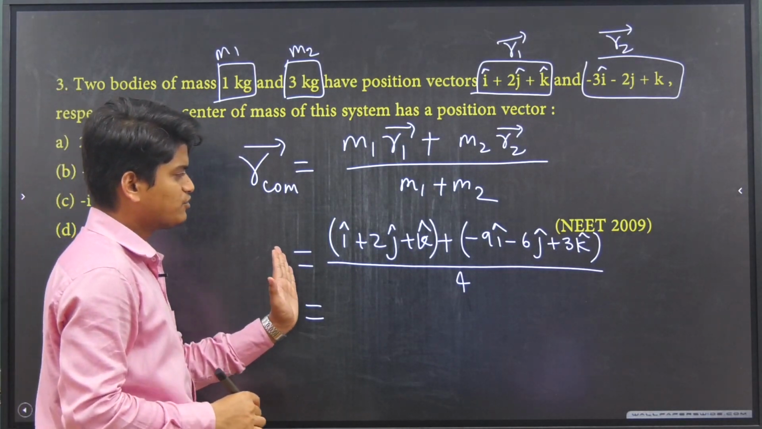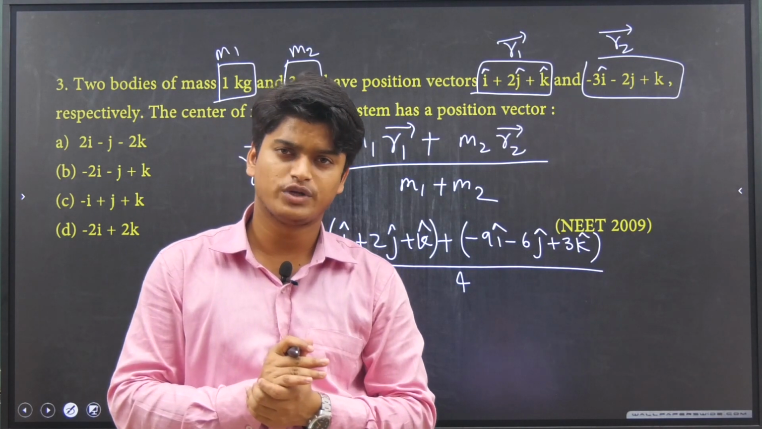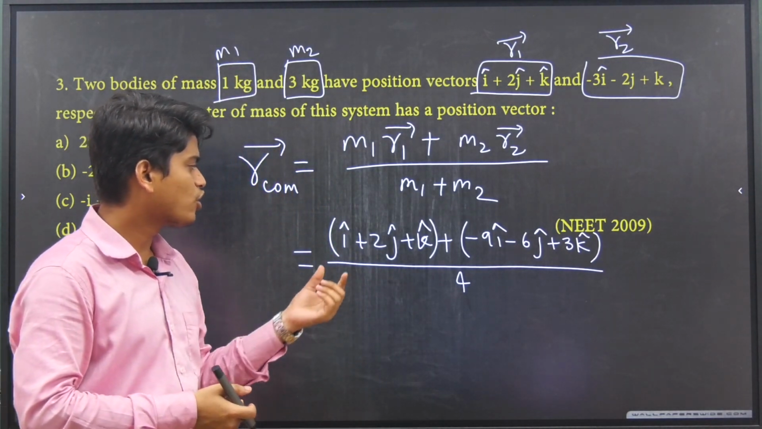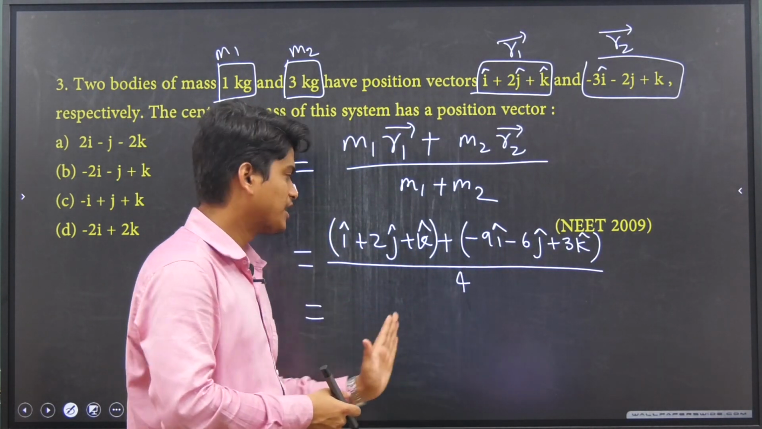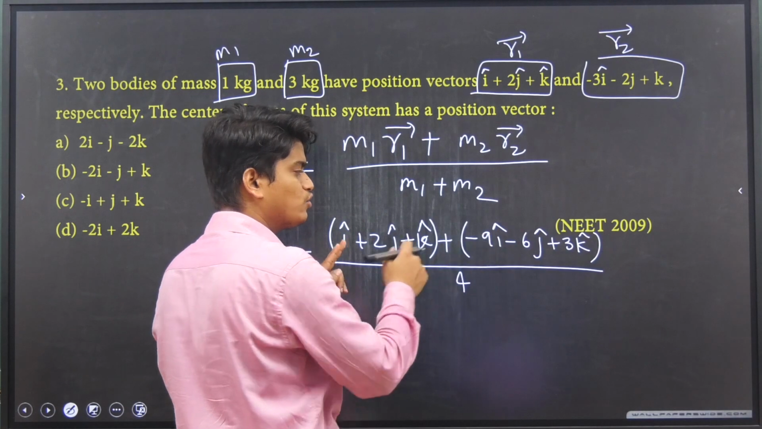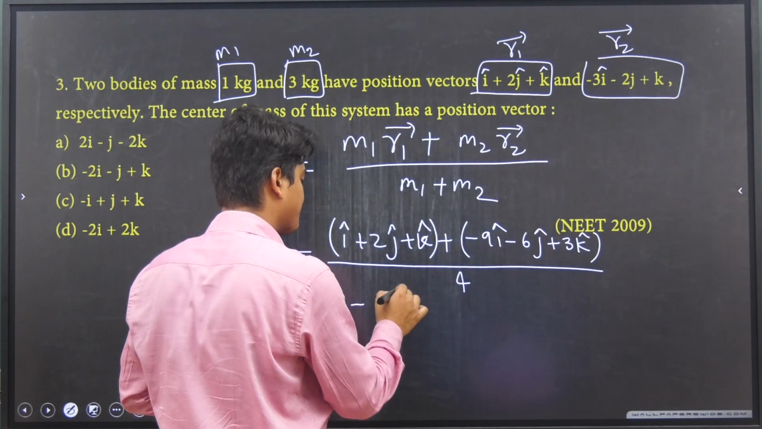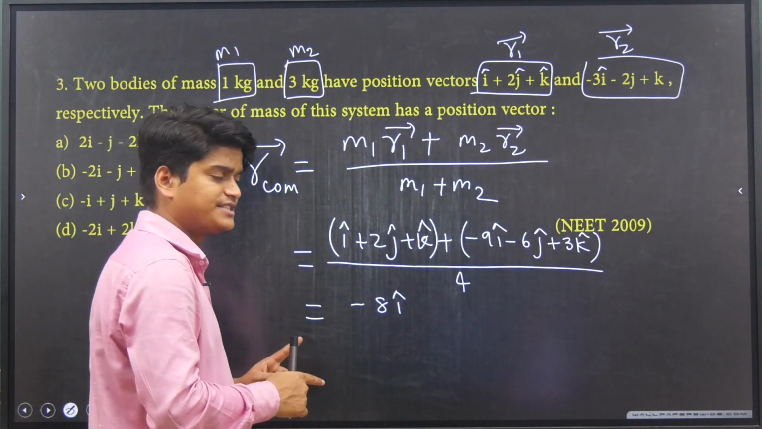Now here you calculate this one. Always remember this is vectorially given, and while doing vector addition, you mostly obey the vector law of addition. And remember, when component form is given, i cap can be added to i cap only. So 1 i cap can be added to minus 9 i cap, so it will give you minus 8 i cap. And 2 j cap can be added to minus 6 j cap, then it will give you how much?